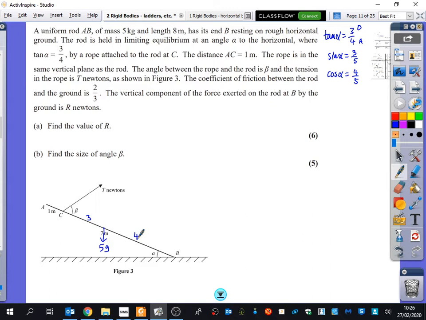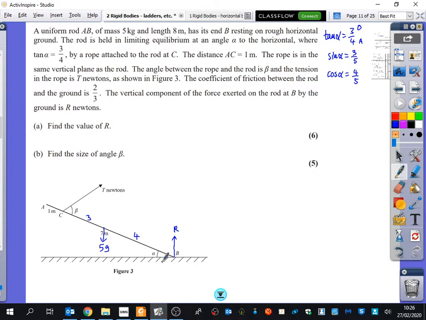What other forces are missing? R. The normal reaction here is R. Let's go back to see what they called it. They said the vertical component of the force exerted by the rod at B on the ground is R. That's because there's friction there as well. This is the vertical one, but there's also a frictional one.